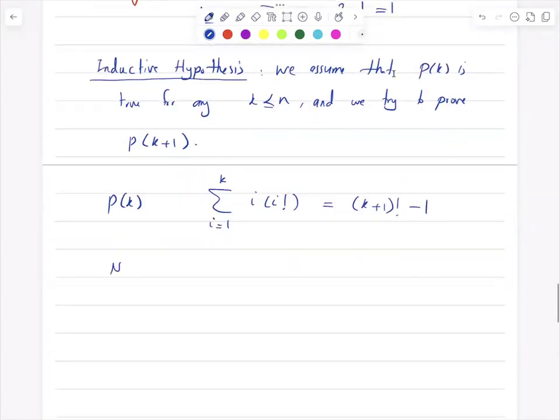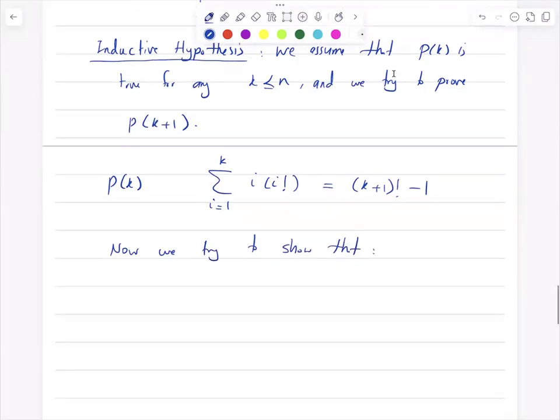Now, we try to show that the left-hand side is equal to the right-hand side for k plus 1. So we have the summation of i times i factorial, i starts from 1, goes to k plus 1. And we want to show that this is indeed equal to, so I'm going to put a question mark on top of the equality, instead of k, we're using k plus 1. You have another constant 1, and then the factorial sign, minus constant 1.